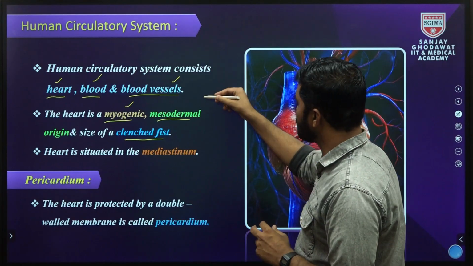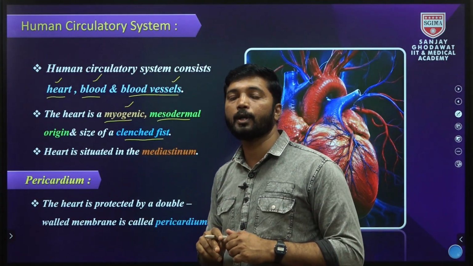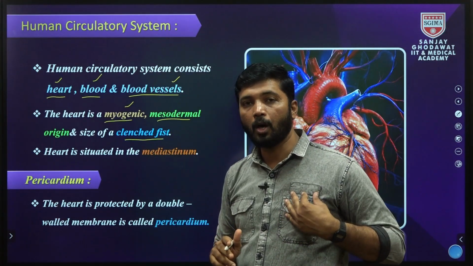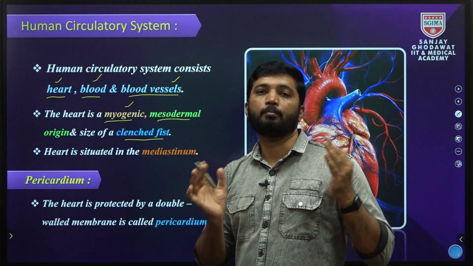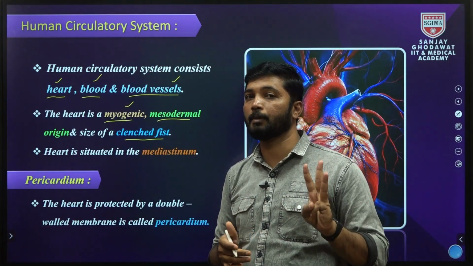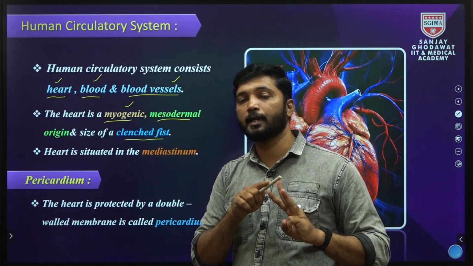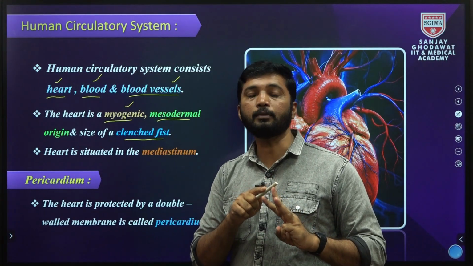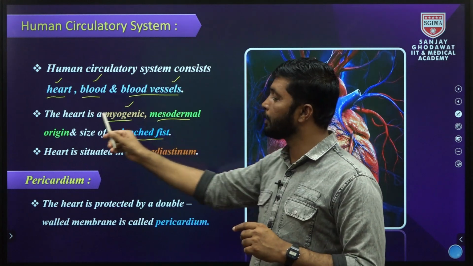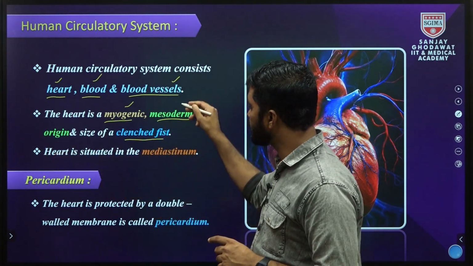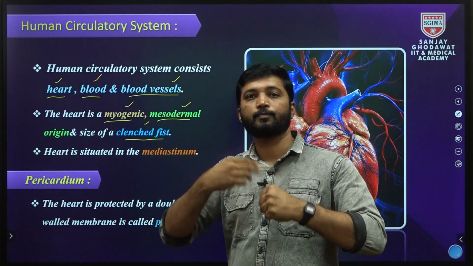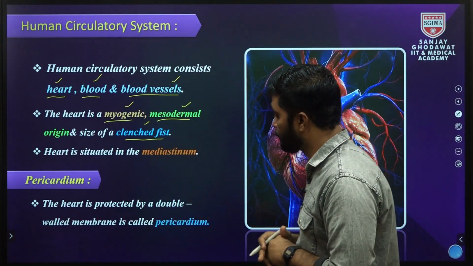Next, mesodermal. Origin is nothing but during embryonic development, the heart is formed by the mesodermal germinal layer. Among the three germinal layers, the middle layer, that is the mesoderm germinal layer, develops the human heart. Hence, it is called mesodermal origin. And the size is nothing but our clenched fist. This is the size of the heart.